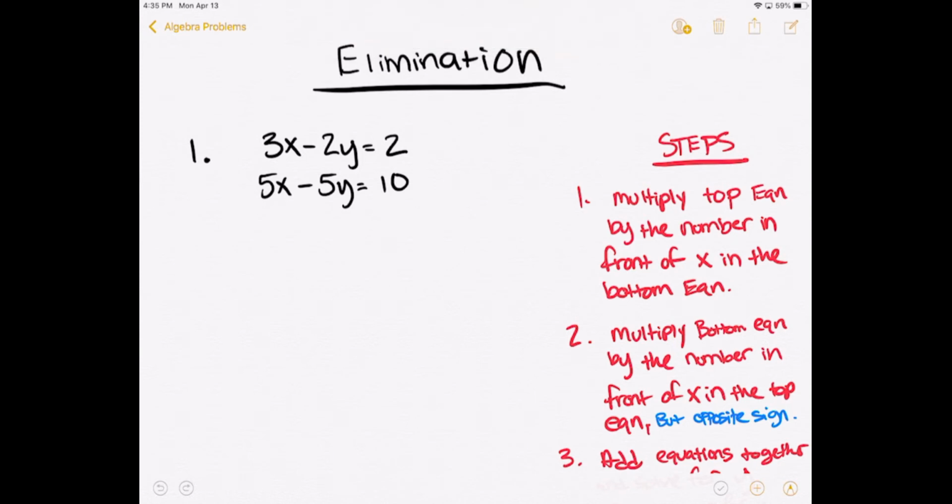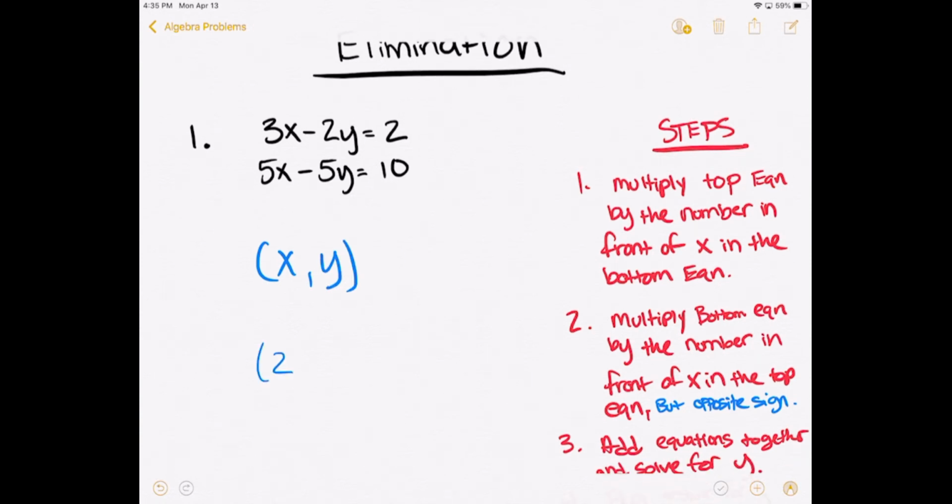We're trying to find an answer that is some number x comma y, right? Because there's an x and a y in our problem. We're trying to find some answer that actually, when we plug it in, satisfies both equations. So when I plug a 2 in for the x and a 4 in for the y into the actual equation, do I get true statements? That's what I'm trying to figure out here.